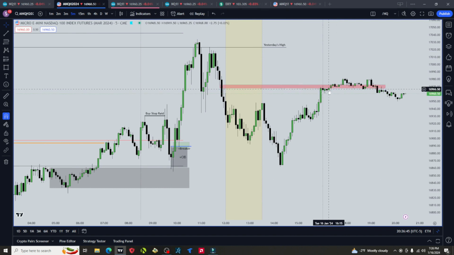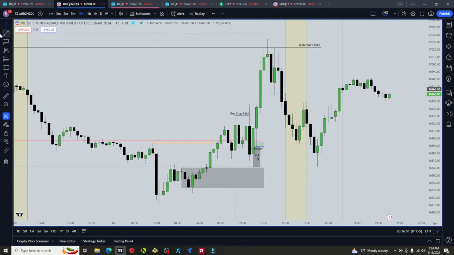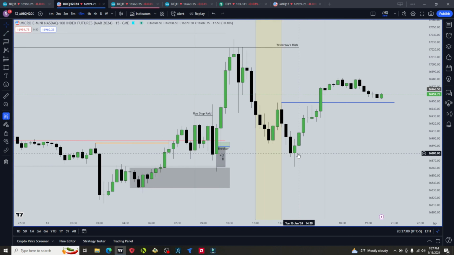Now, one thing that I did notice was this: I'm going to go to a 15-minute. And this high that we made at the end of New York lunch, if we project this out in time and we actually look at the structure of it, here's a swing low, a high, a lower low, we trade past it. So here's a breaker pattern right here.